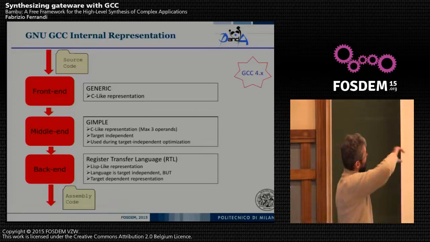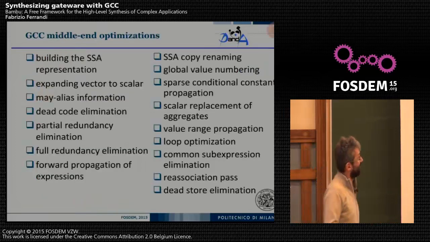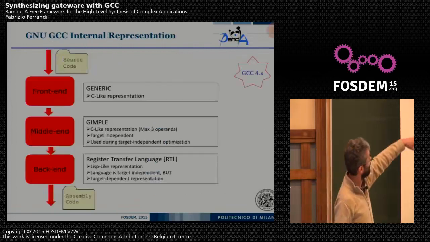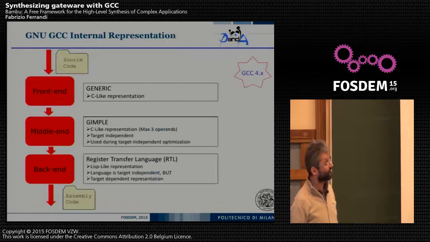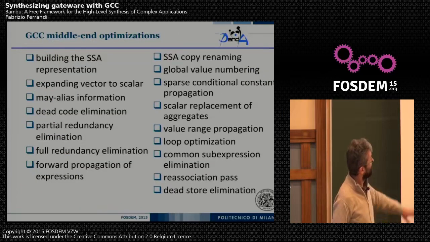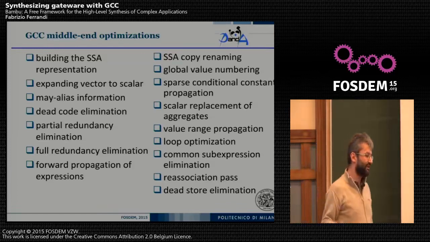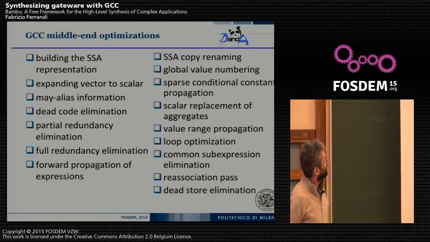So we studied that representation, and we extract it because at that level of GCC, the intermediate, the middle one, where all the intermediate transformations are performed, we may exploit all the standard optimization techniques performed in a standard compiler like GCC, even some advanced ones.